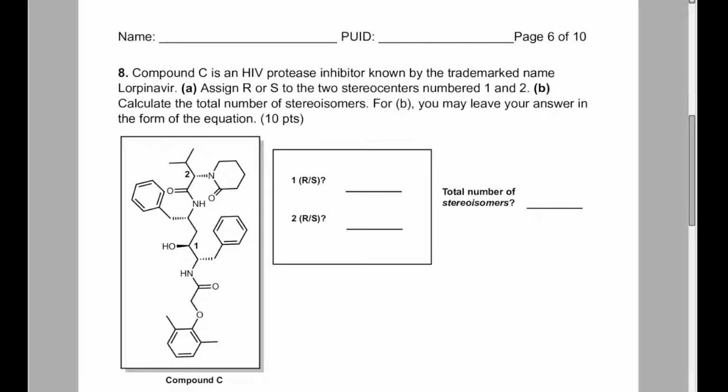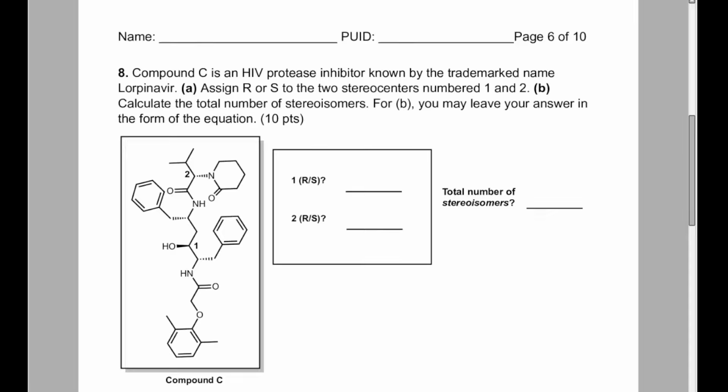A compound C is an HIV protease inhibitor known by the trademark name lopinavir. A. Assign R or S to the 2 stereocenters numbered 1 and 2. B. Calculate the total number of stereoisomers. For B, you may leave your answer in the form of the equation.